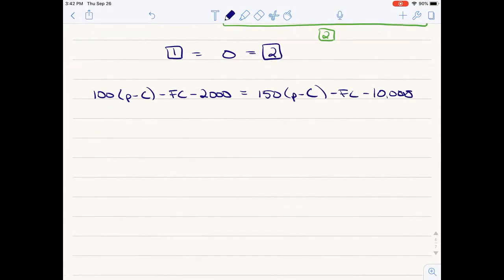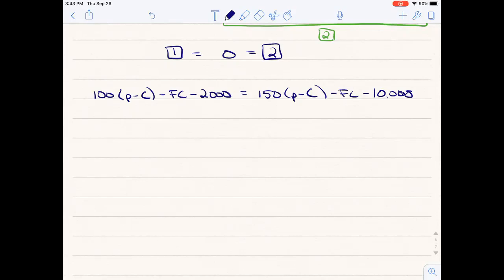What we'll find is that when we start collecting like terms, right? So I'm going to move the fixed cost to one side and the P minus C's to the other side, right? And just kind of see what happens. And so I'm going to start by moving the fixed costs over and just kind of shifting things over. So I'm going to move all the fixed costs to the left-hand side and everything else to the right-hand side and see what happens.